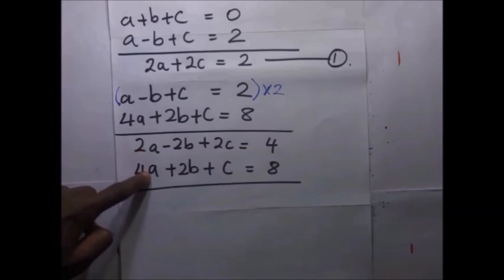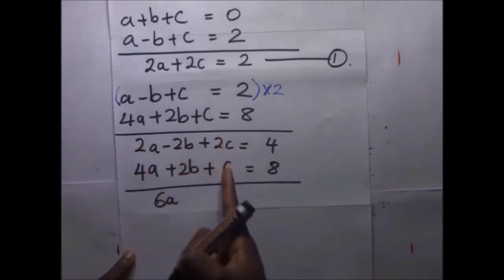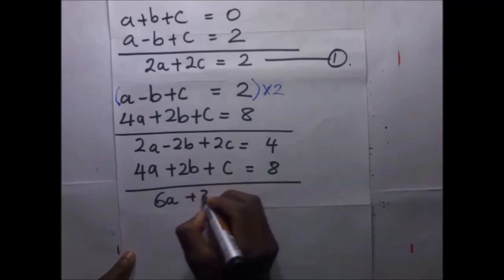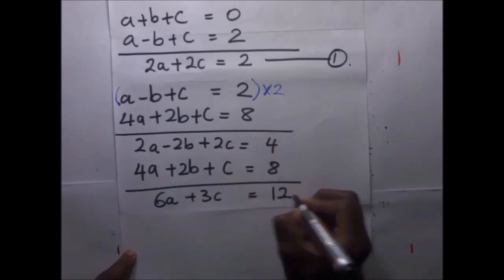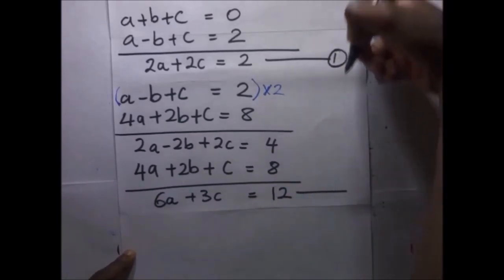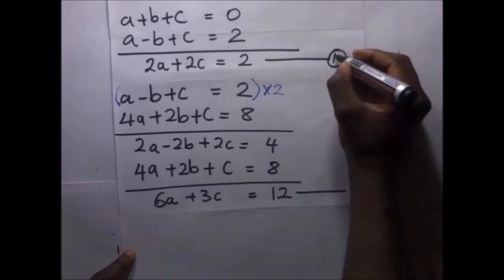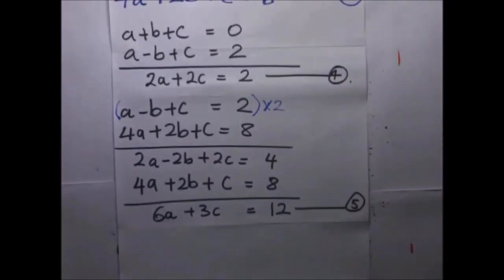So 2a plus 4a is going to be 6a plus 0. 2c plus c is 3c. So it's plus 3c is going to give us 8 plus 4, 12. So that's our other equation. Let's call this equation 4. We call this equation 5. These are our two found equations.